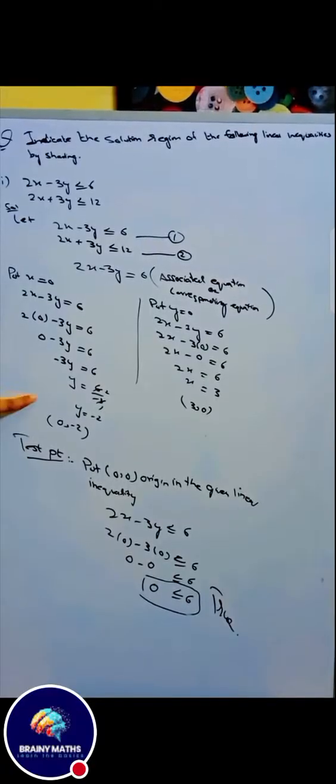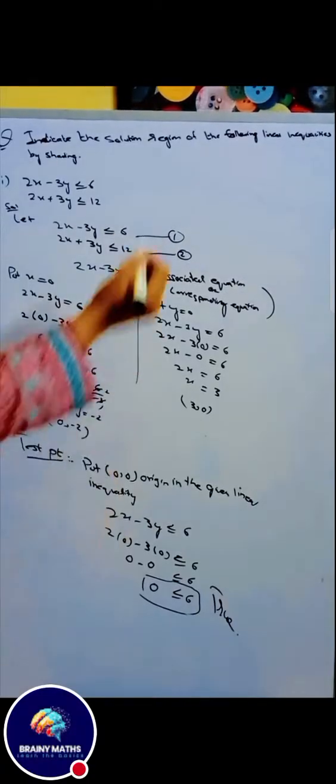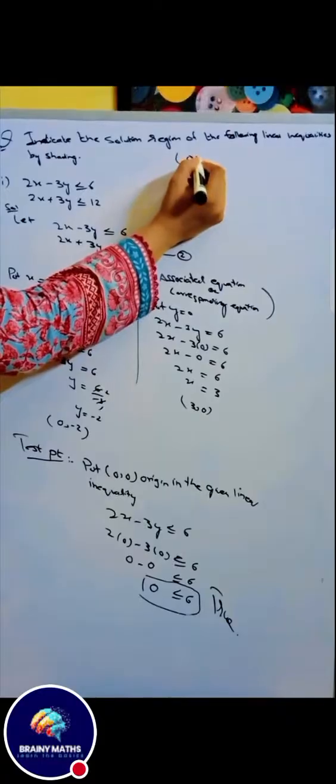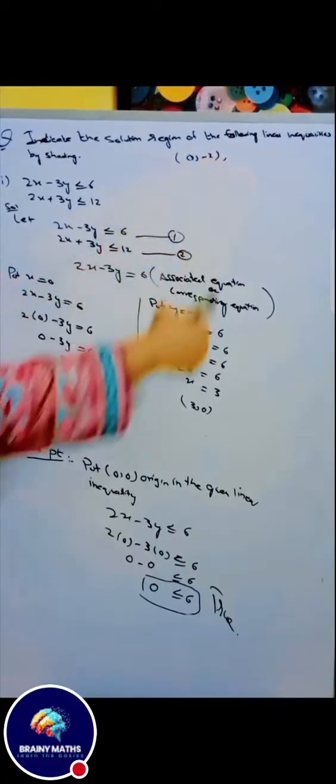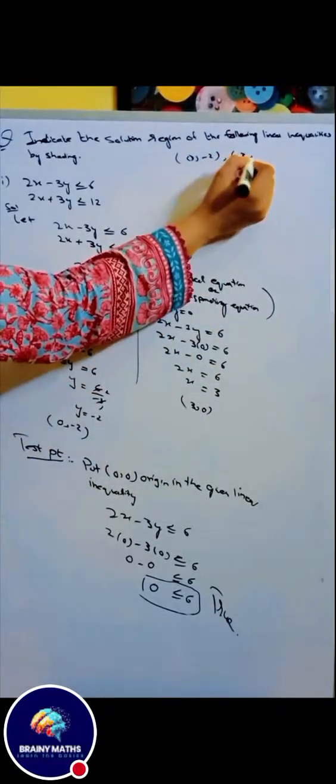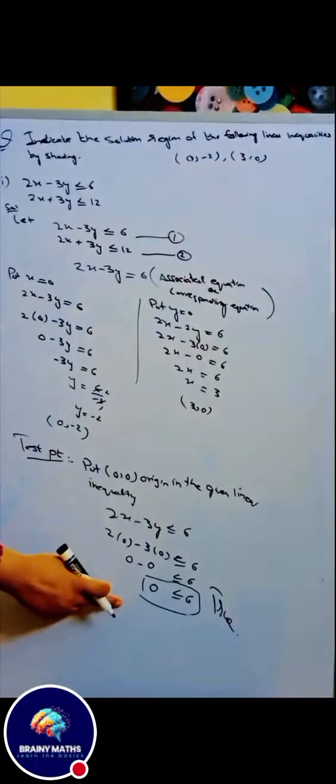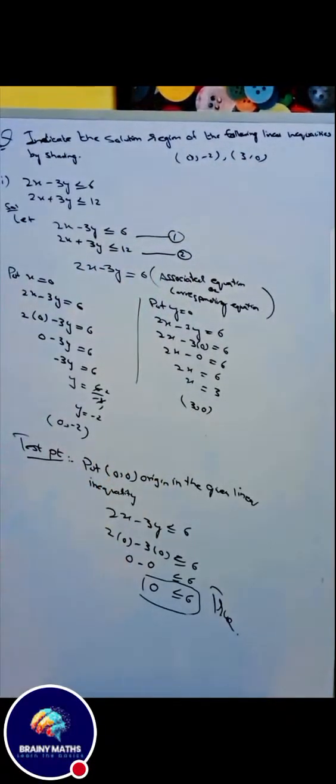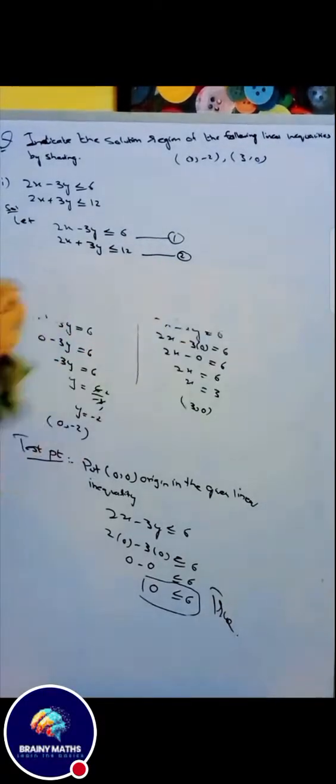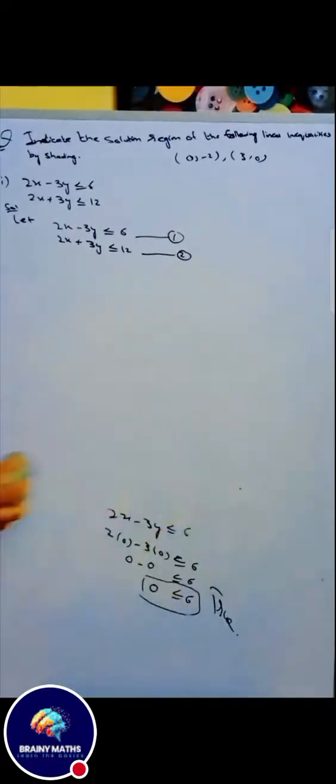Don't forget what its coordinate pairs are. I just write here because there is no more space: 0, -2 and 3, 0, ordered pairs. And the inequality was true. Now I'm going to remove it. Now jump to number 2.